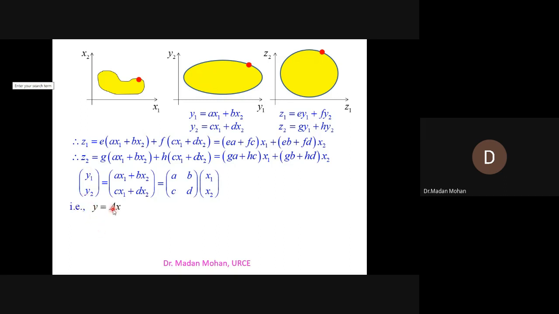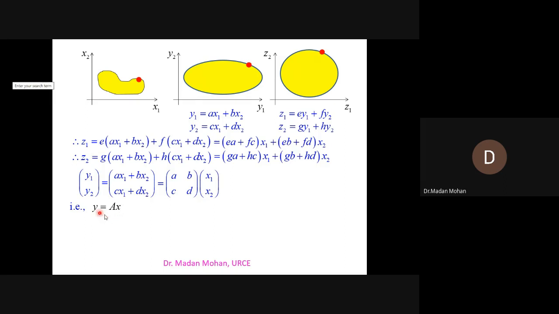When I press A, it should recollect this transformation, ABCD. When I press X, it should recollect X1, X2. Therefore, this I am denoting with Y. This is A, X. When I press Y, immediately it recollects Y1, Y2. When I press A, it recollects ABCD. When I press X, it recollects X1. Finally, I call simply these two entire equations simply I am writing as Y equal to AX.